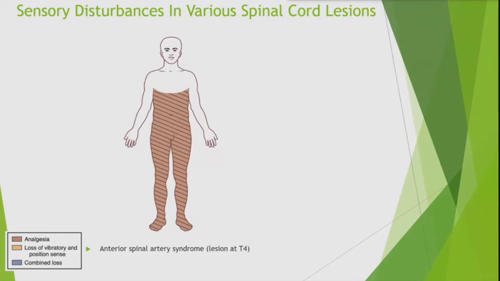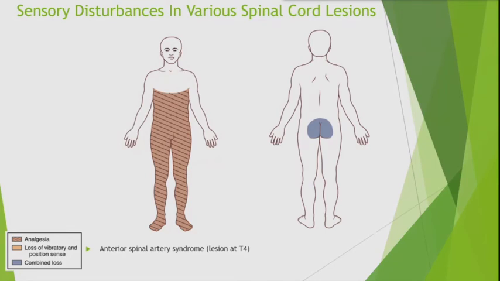What do you think? The touch is spared, posterior column sensation is spared, pain and temperature is affected. So basically this is what happens: pain and temperature are lost. So anterior spinal artery occlusion. The posterior part of the cord is spared.